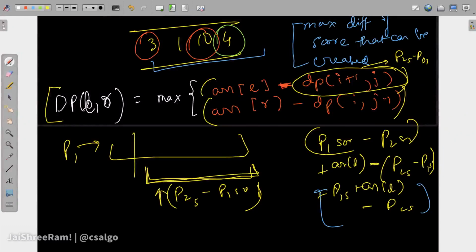This is fairly straightforward to implement as well. I think there is no need to implement. Let's move to the next one. Next one is an interesting one.